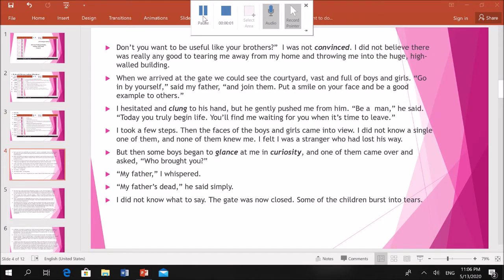Don't you want to be useful like your brothers? I was not convinced. I did not believe there was really any good to tearing me away from my home and throwing me into the huge high-walled building.